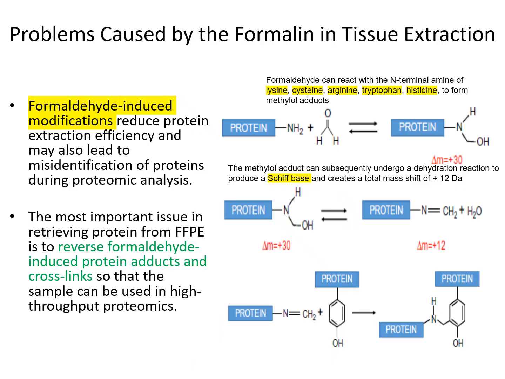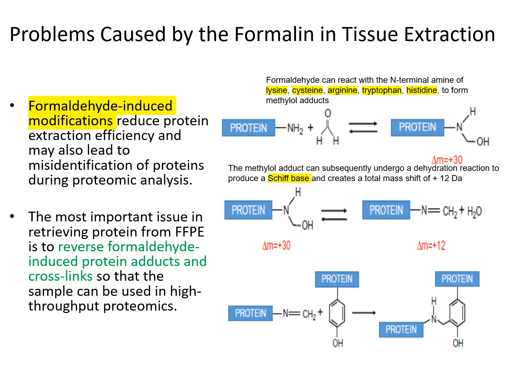So in the previous slide I mentioned that formaldehyde can induce protein adduct. So here is just a mechanism to show you the formaldehyde-induced modification, which can reduce the protein extraction efficiency and also lead to the misidentification of protein during the proteomic analysis. On the right-hand side here, you can see the protein amino group, and then we have this formaldehyde, and the formaldehyde can react with the N-terminal group of the lysine, cysteine, arginine, tryptophan, and histidine to form this methylol adduct.